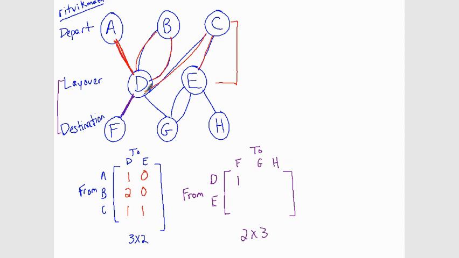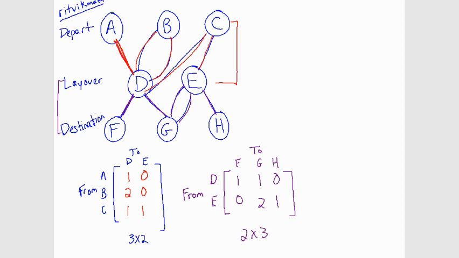Going from D to G just has 1 way. Okay, and then going from D to H has 0 ways. Okay, now E to G has 2 ways. And I forgot to mention E to F has 0 ways. And then E to H has 1 way.